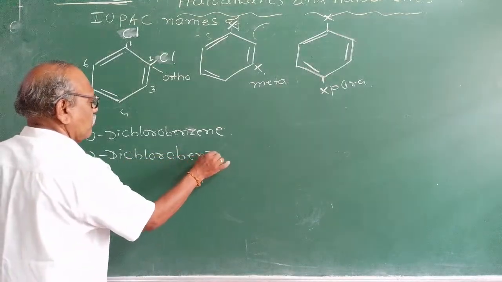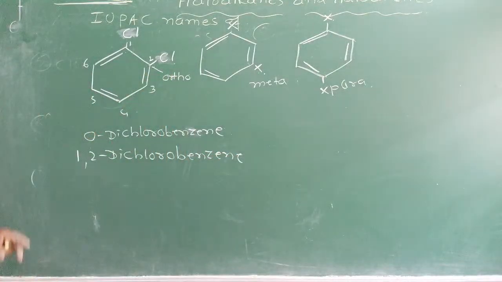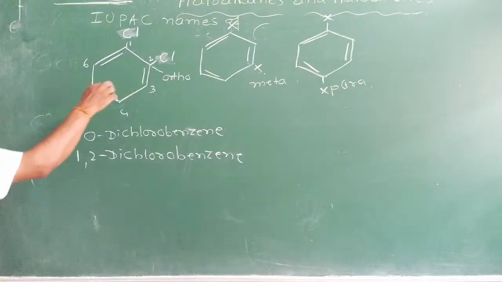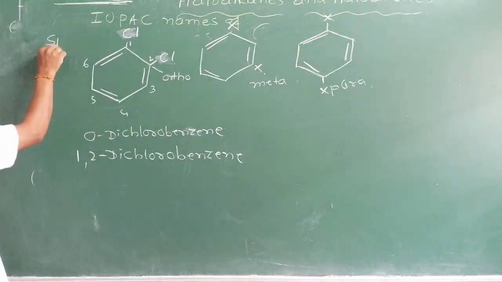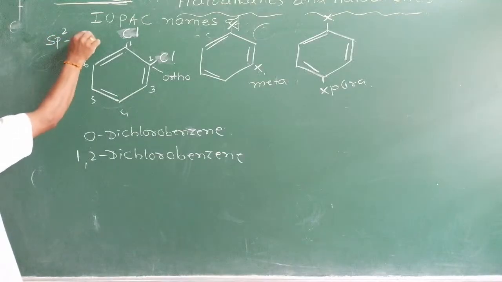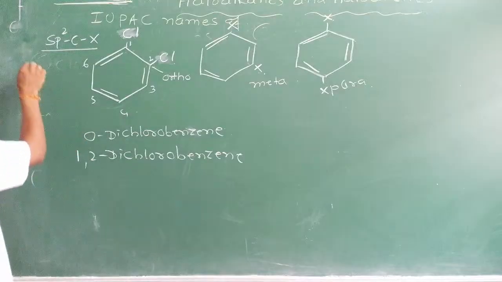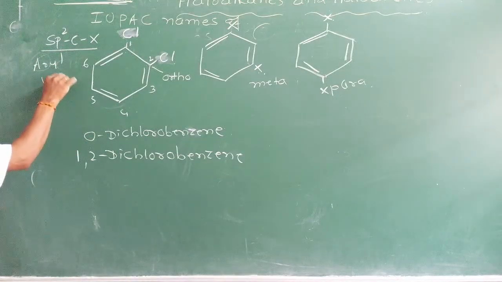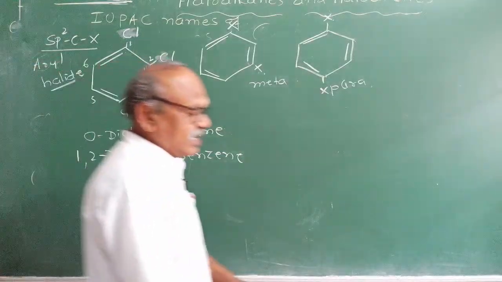Dichlorobenzene. To which family does this belong? Dihalogen derivatives. Then which family? The halogen atom is directly linked to this sp2 carbon atom. Is it not an sp2 type of compound? These are aryl halides. These are called the aryl halides family. Why aryl halide? What is the difference between alkyl halide and aryl halide?